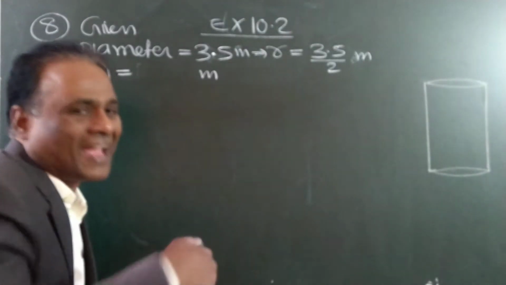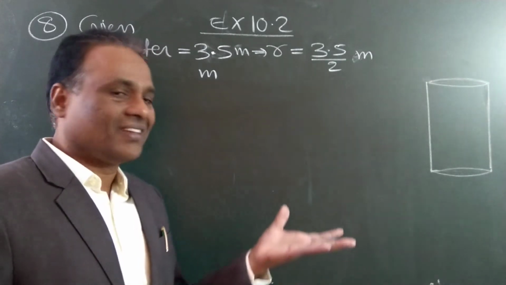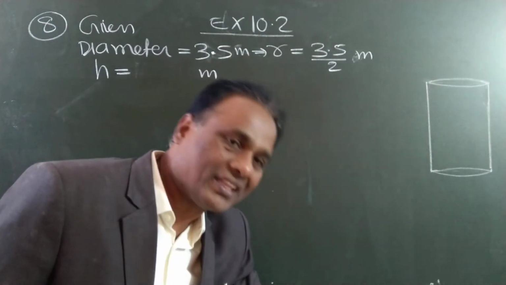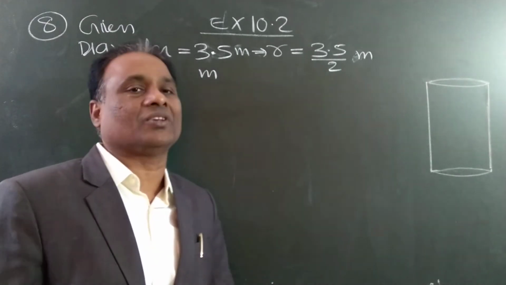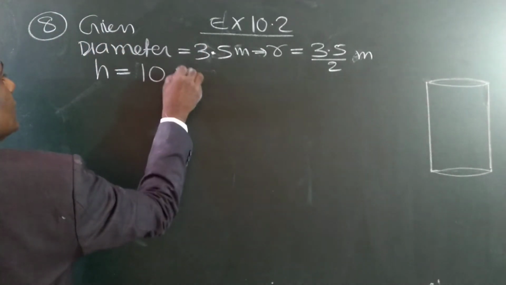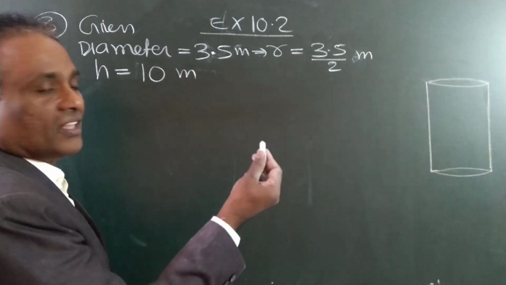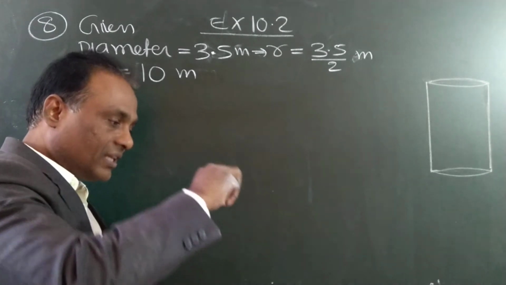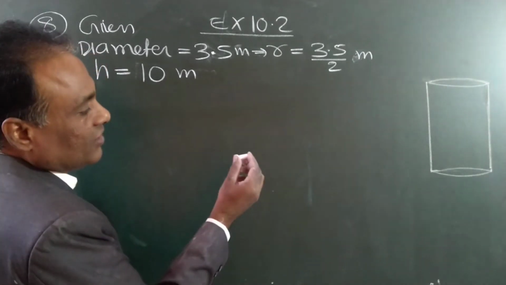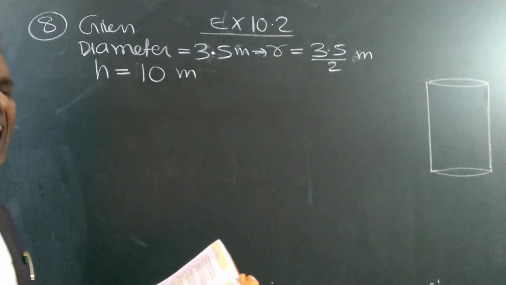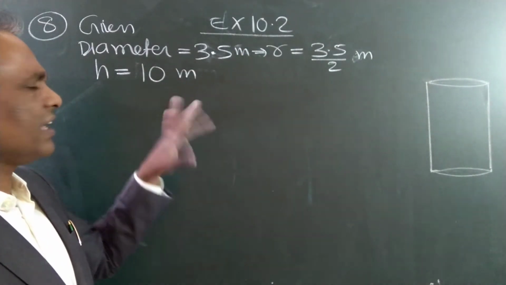Depth is nothing but height. If it is on the ground, we call it a height. If it is below the ground, we call the same a depth. If it is lying like this, we call it a length. So depth, height or length are all the same. So h is equal to 10 meters. R is given, h is given.